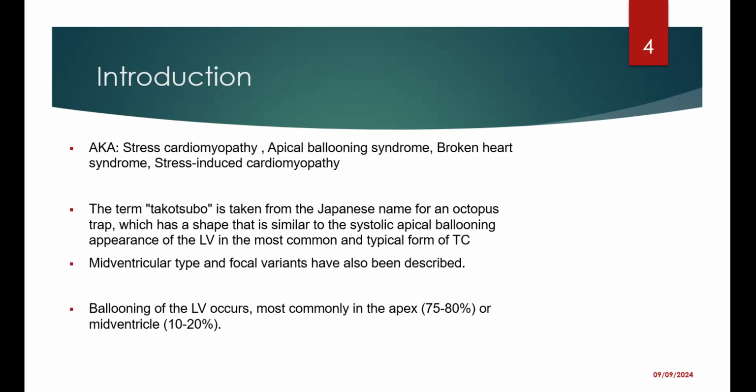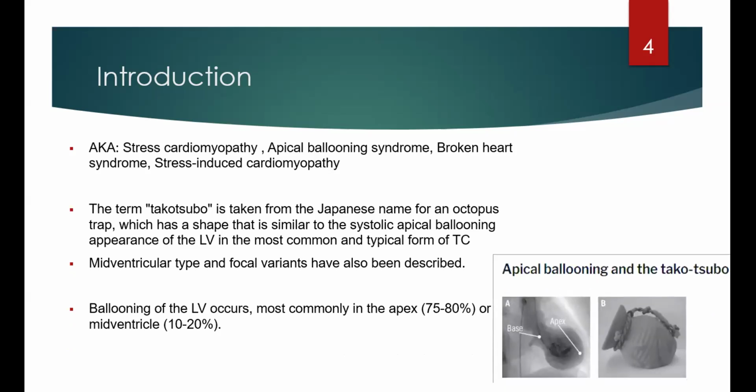The main one is the apical type, and we also have the mid-ventricular type, and then focal variants have also been described. And ballooning of the LV occurs most commonly at the apex, and this occurs in about 70 to 80% of the cases. And the mid-ventricular type occurs in about 10 to 20% of cases.